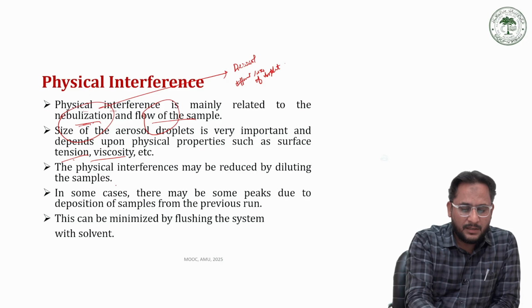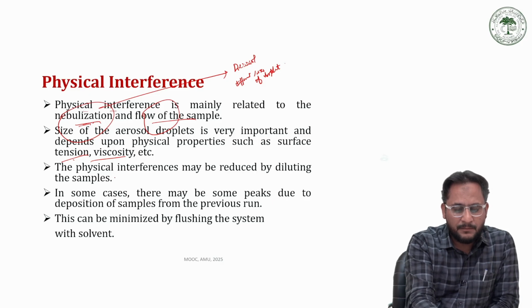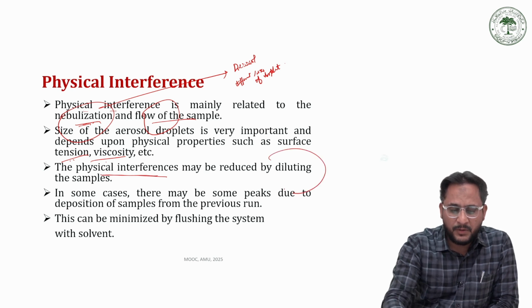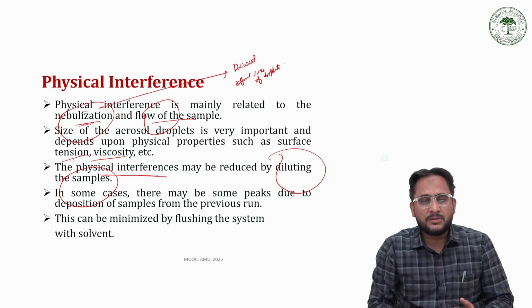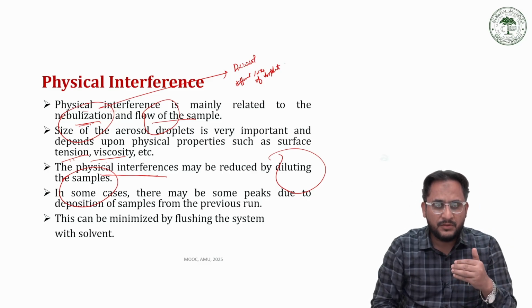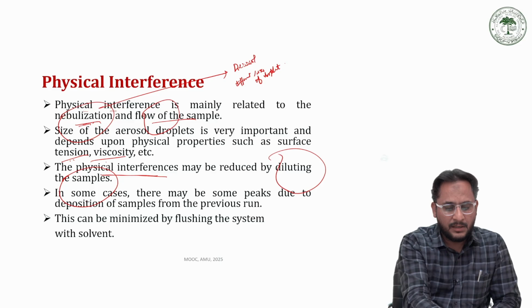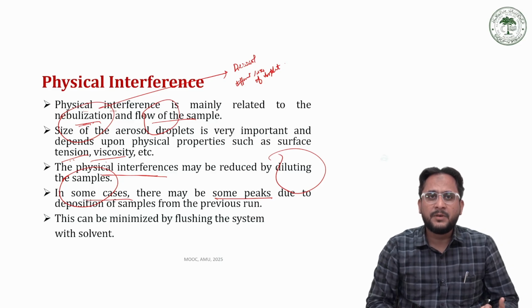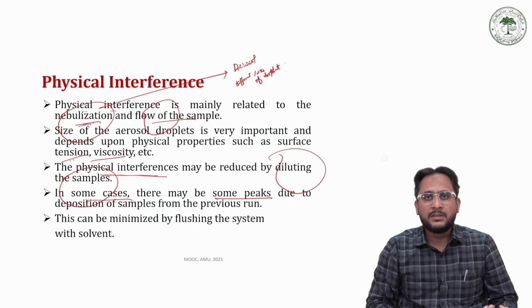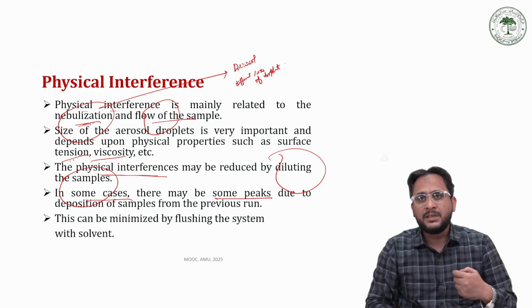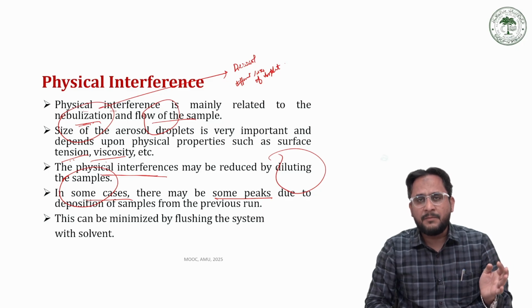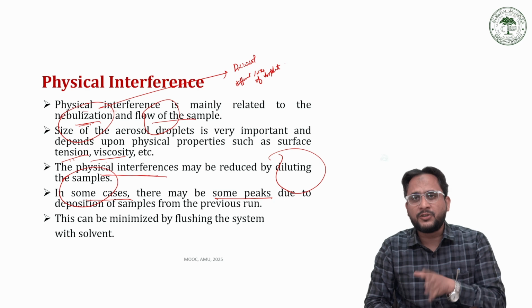And the last one: physical interferences due to surface tension or viscosity can be reduced by diluting the sample. By adding some other solvent, we can reduce the viscosity or the surface tension. And as I said earlier, there may be some peaks due to deposition of sample in the nebulizer pipe from our previous run. So before making an analysis, we first pass the solvent 2-3 times, so that the tube is completely washed out.